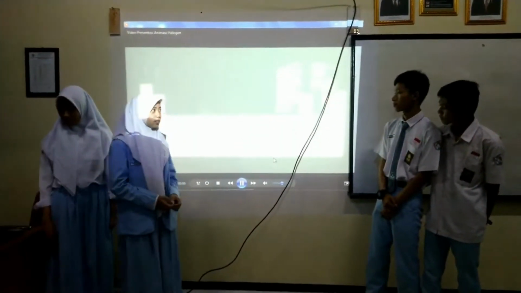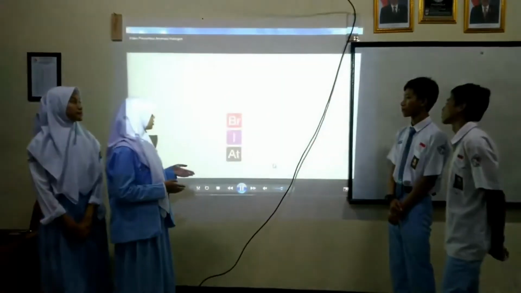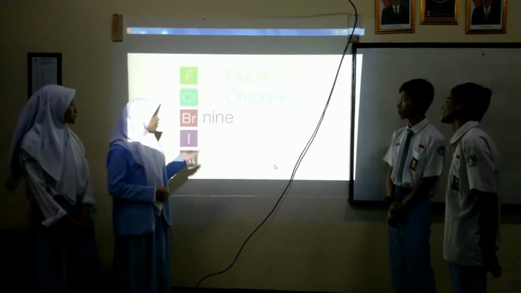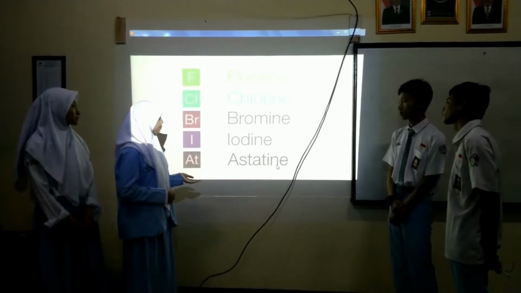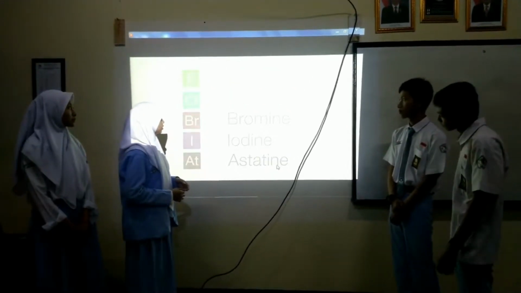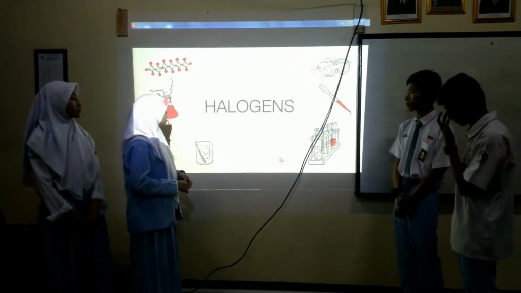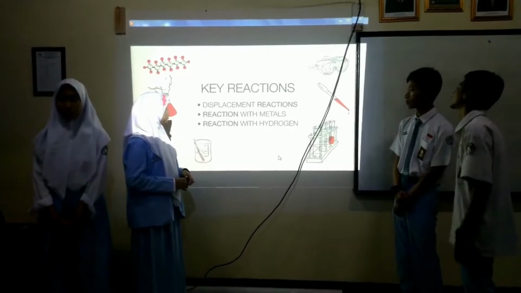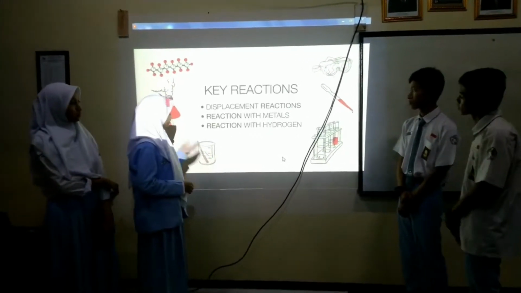The halogens are the elements in group 7 of the periodic table. They are fluorine, chlorine, bromine, iodine, and astatine. In this lesson, we will learn about the halogens and their key reactions: the displacement reaction, reaction with metals, and reaction with hydrogen.